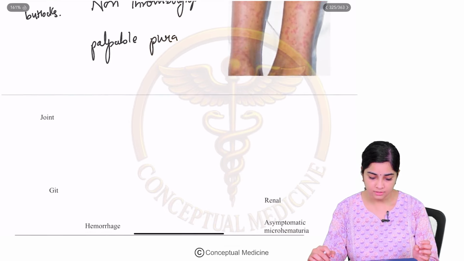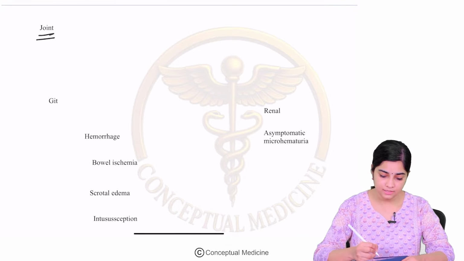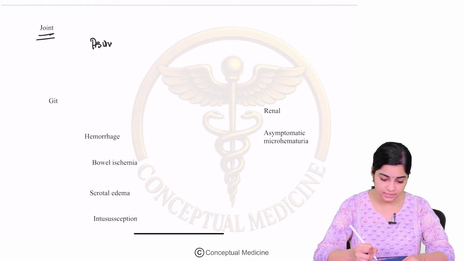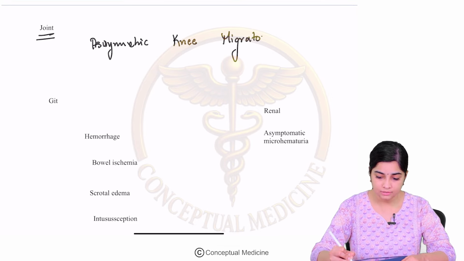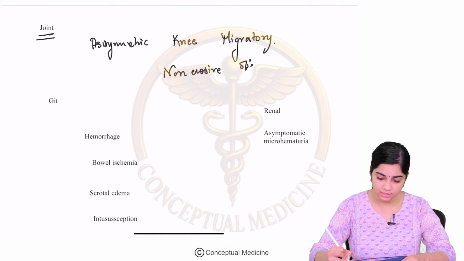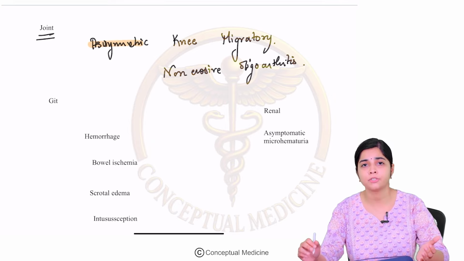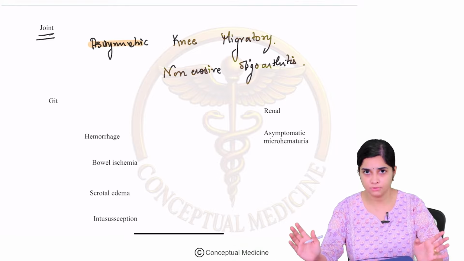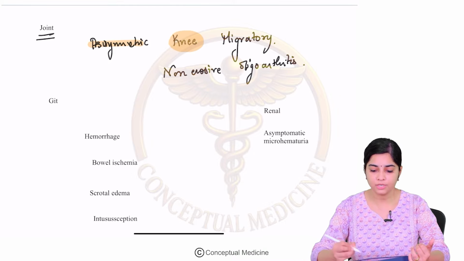Then another characteristic feature is joint involvement, and this is an asymmetric, predominantly knee joint involvement, which is a migratory, non-erosive oligoarthritis. Every word is important. Asymmetric, it usually involves one of the joints. It does not involve joints symmetrically, similar to rheumatoid arthritis. It is an asymmetric joint involvement. Most commonly involved joint is the knee joint.